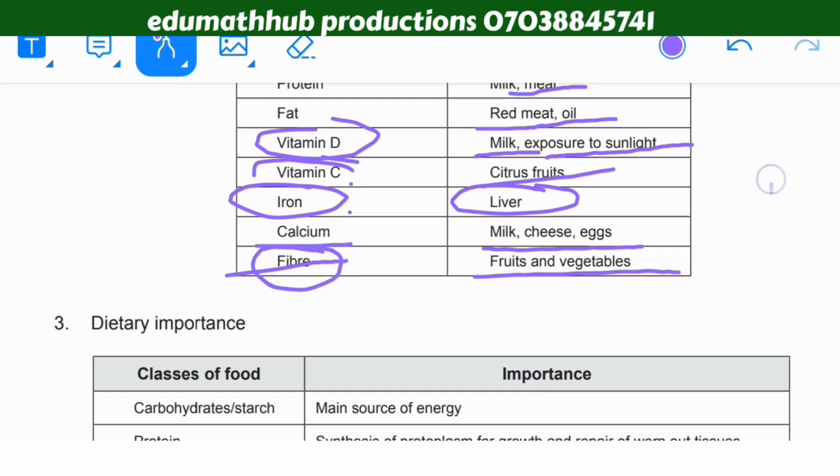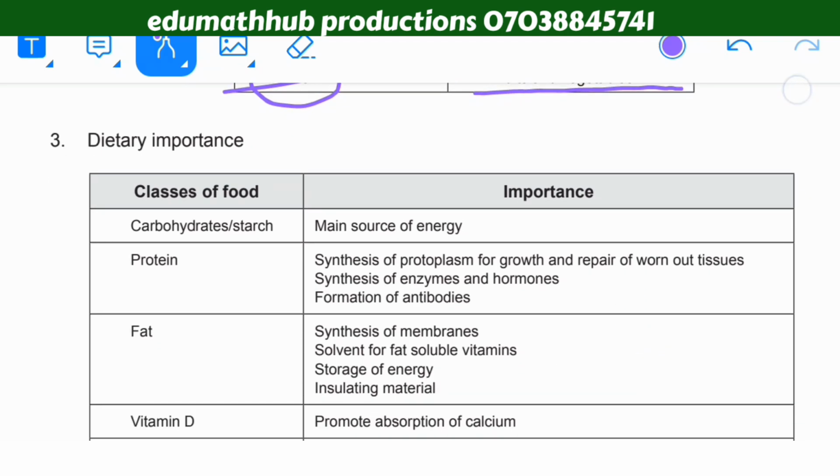Okay, then dietary importance. Let's talk about dietary importance. For carbohydrates, why are carbohydrates important? They are important because they are the main source of energy for the human body. If you want to do heavy work, then you must have eaten carbohydrates or starch.